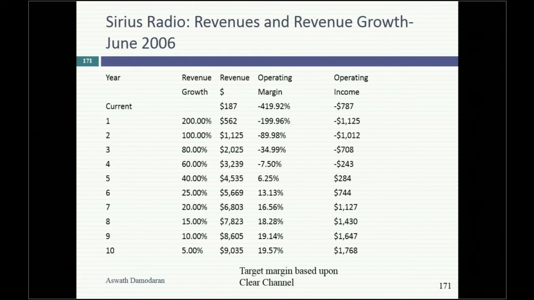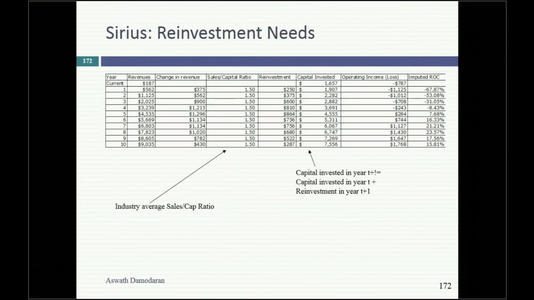Why? Because they're growing fast. And as they grow fast, the losses kind of explode out on you. As the margin improves, the operating loss becomes an operating profit. So my revenues come first, my margin comes next. What's the one thing I haven't dealt with yet? This revenue going from 187 to 9 billion is going to take some reinvestment, right? So here's the last piece of the puzzle.